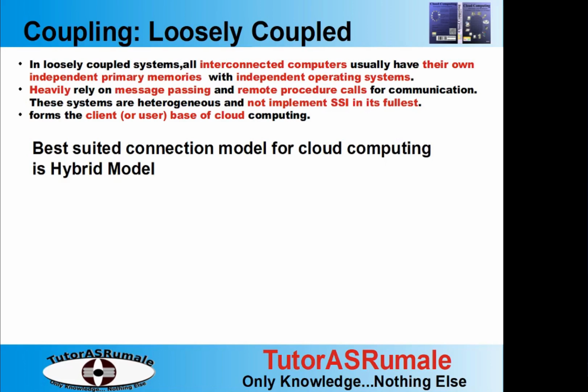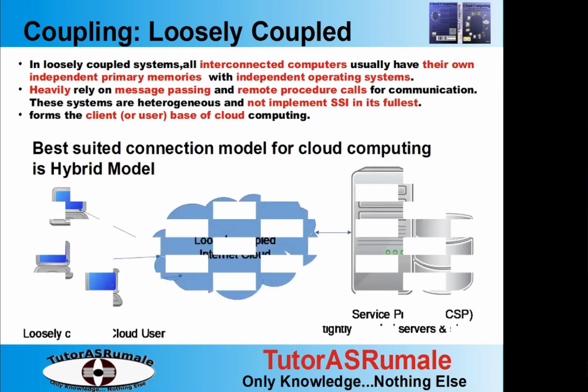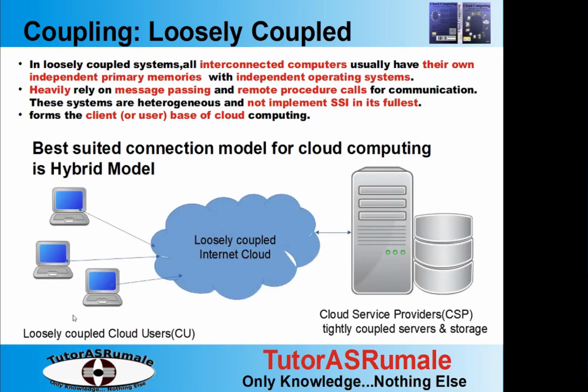So actually the cloud computing architecture is a hybrid model. This is how cloud computing is structured. You have a loosely coupled cloud user base, a loosely coupled internet cloud which is uncertain, and then very tightly coupled cloud service providers, the CSPs. You have a grid of processor MPPs and a grid of storage devices, storage area networks, there. So I think this much is sufficient to give you an idea of what exactly cloud computing is. We will see the issues of cloud computing and everything further in the next slide.